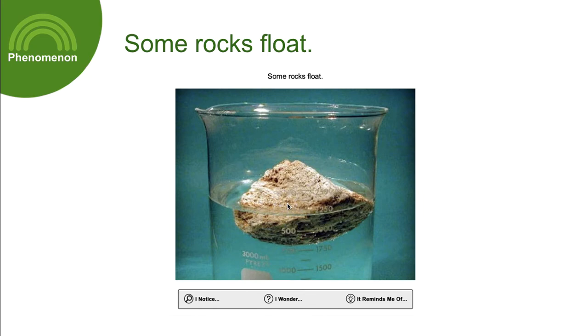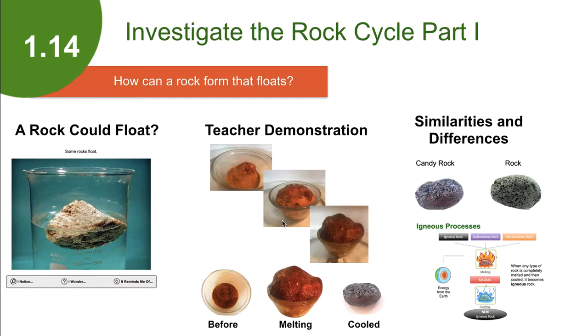Our phenomenon to start this section of lesson is that there is a rock that floats. In lesson 1.14, we introduce that phenomenon and ask, how can a rock form that floats? The teacher then creates a physical model using brown sugar and a microwave. Students compare the physical properties of the candy rock and the real rock, and then relate the processes that they use to create the candy rock to real-world processes that form igneous rocks. We pay particular attention to the energy source that causes melting, heat from inside the Earth.